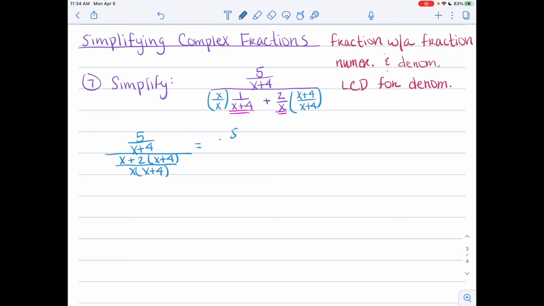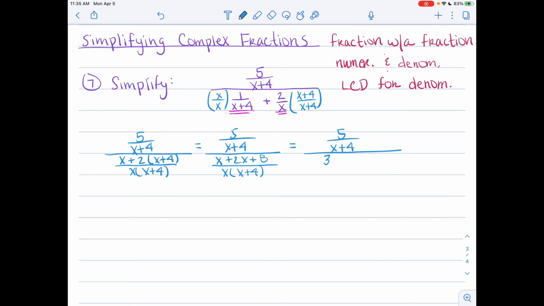Let's continue simplifying. So the next thing that I'll do is get rid of the parentheses that I have right here so that I can combine any like terms. So I'll have x plus 2x plus 8 when I distribute the 2 across, and then I have x and an x plus 4. Continuing, remember we're just bringing that numerator fraction along, and now I'm going to combine 3x because I have a 1x and a 2x, so 3x plus 8 over x times x plus 4.